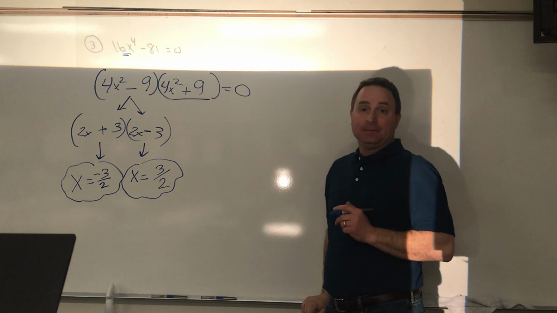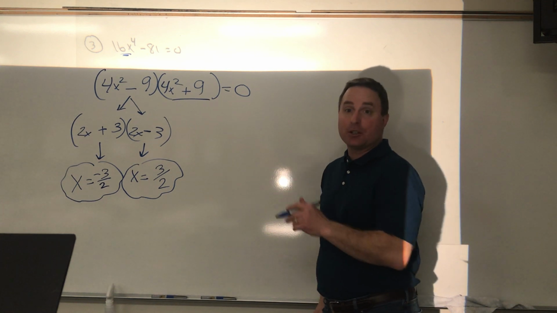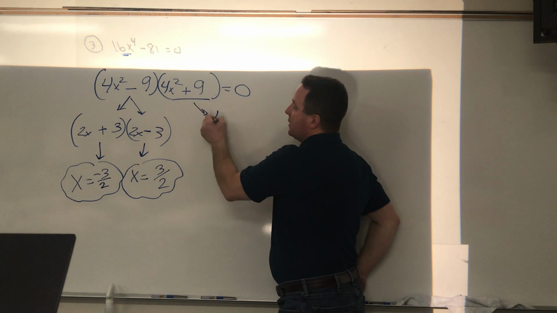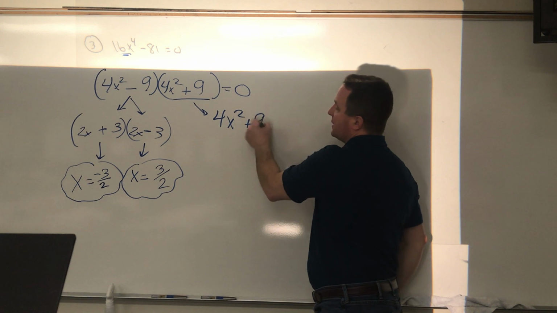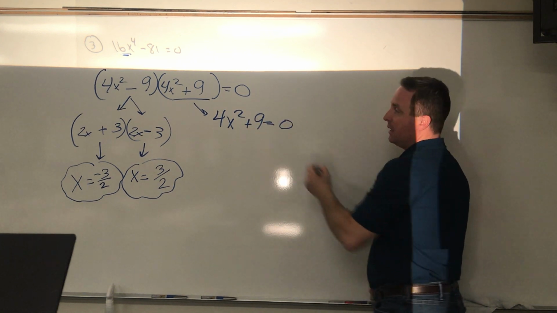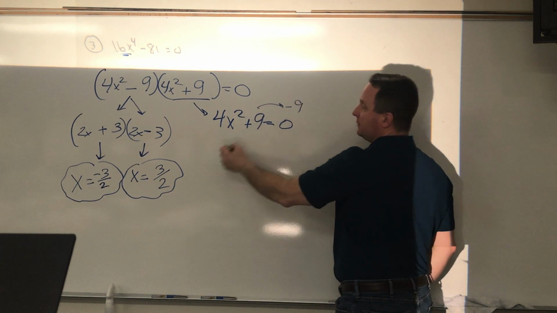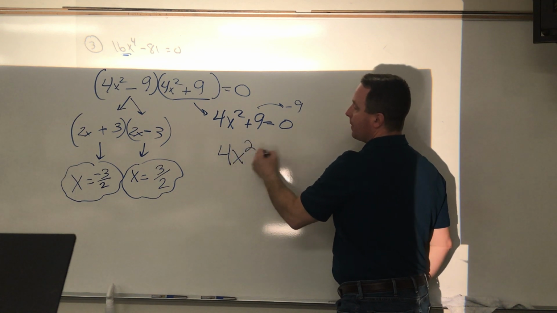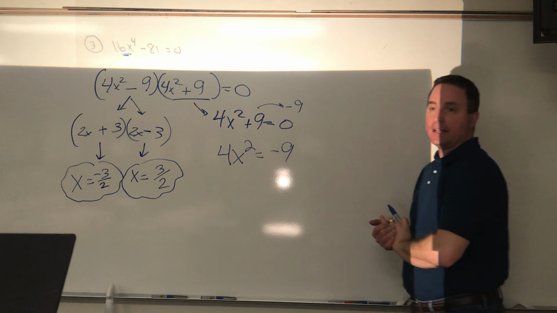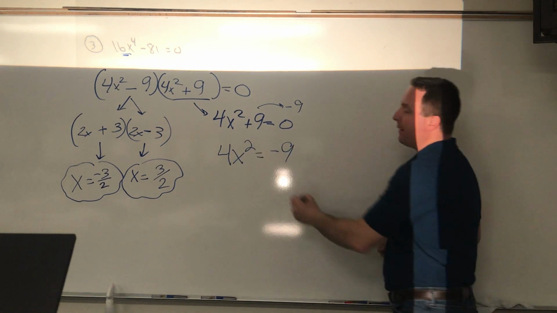So how do you solve that? What we do is this is where we do set it equal to 0 and solve. So I'm going to say 4x squared plus 9 equals 0. I'm going to subtract 9, which is negative 9. I'm going to divide by 4.